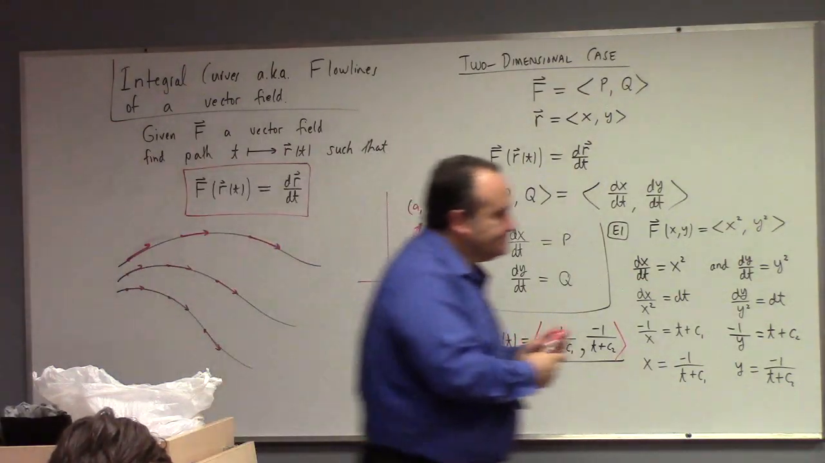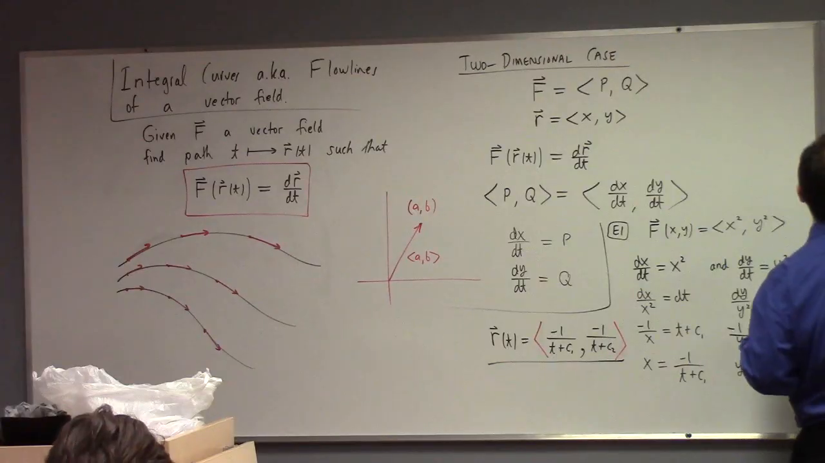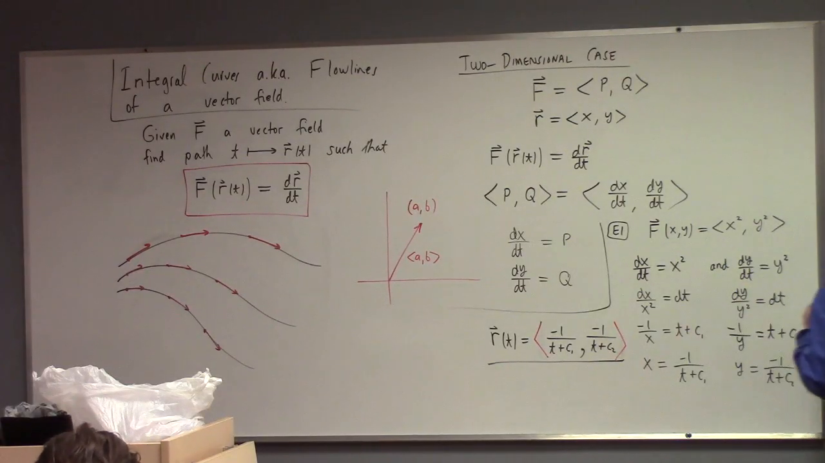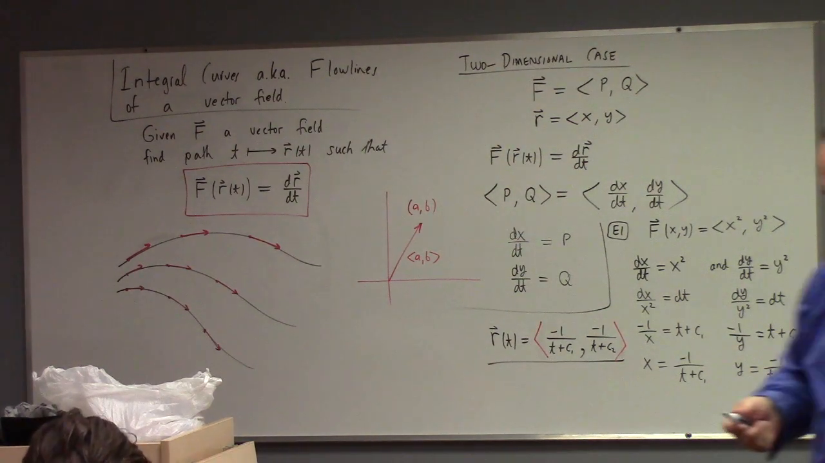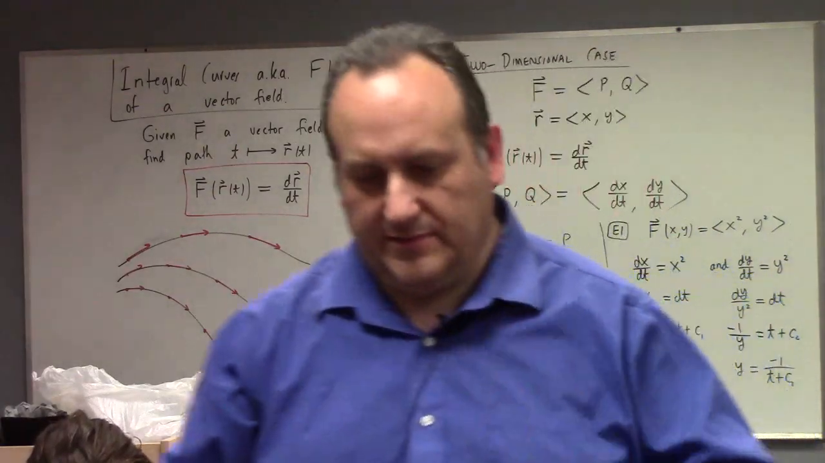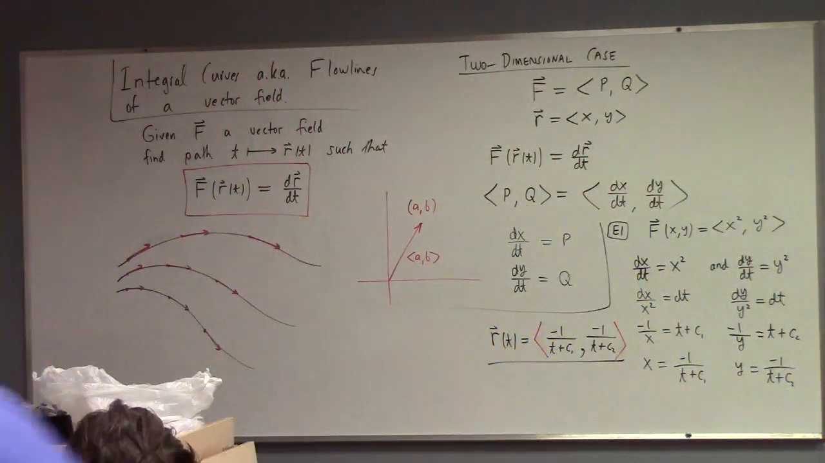So example 2, what if my vector field f is minus y, x, like that, and I want to find, oh, this is fun, the integral curves to that vector field? How would I do that? What do you guys think?